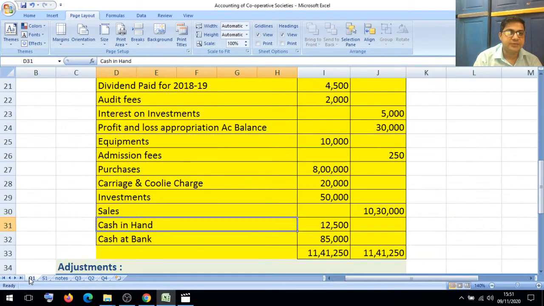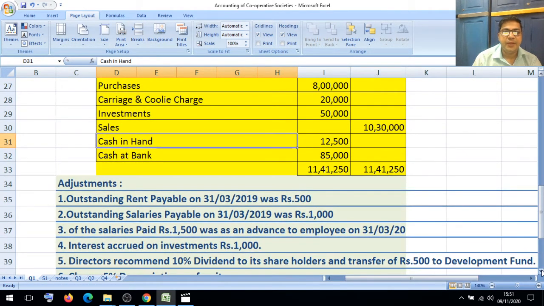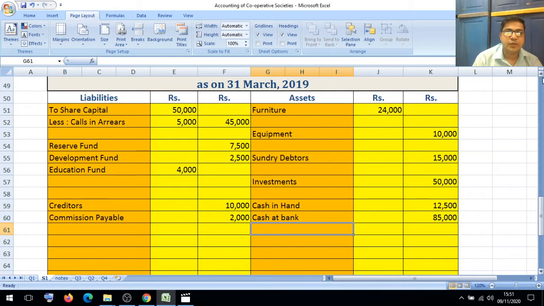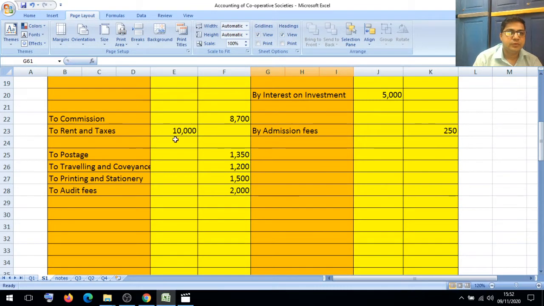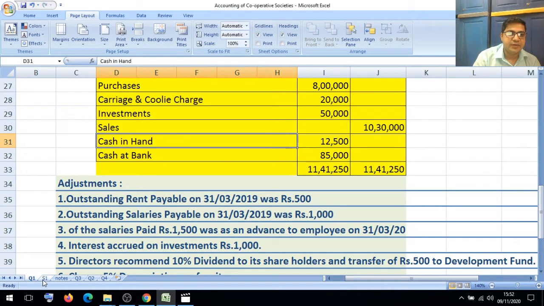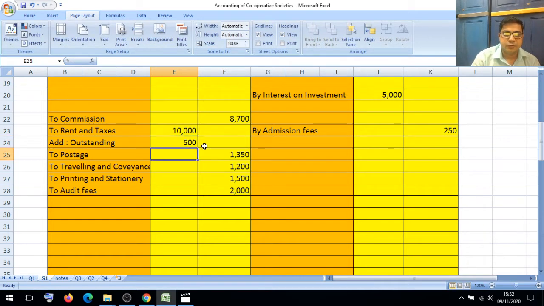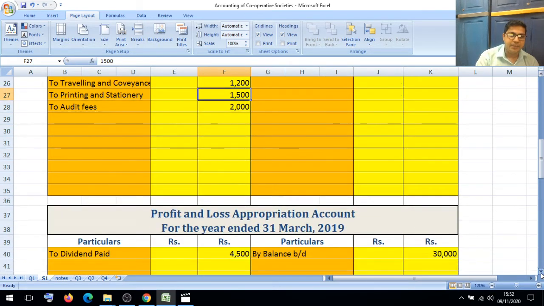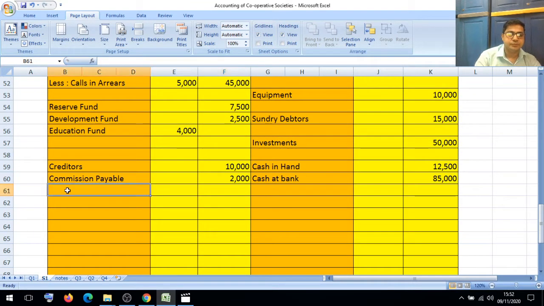Now friends, you know that adjustment number one, outstanding rent payable on 31st March 2019 was ₹500. The outstanding rent payable we have to show on the debit side of our profit and loss account and add it. They provided ₹500, the same amount we have to consider here, 500. The total will be 10,500. Outstanding rent, second effect, we have to show on the balance sheet liability side. So we will move further and here we have to write outstanding rent ₹500.